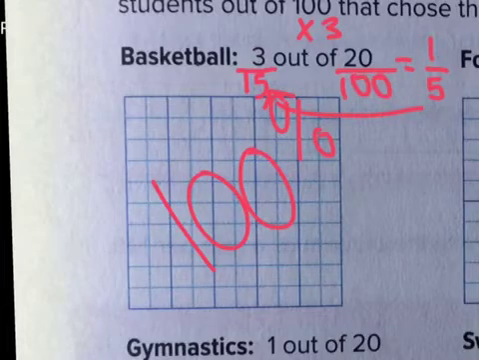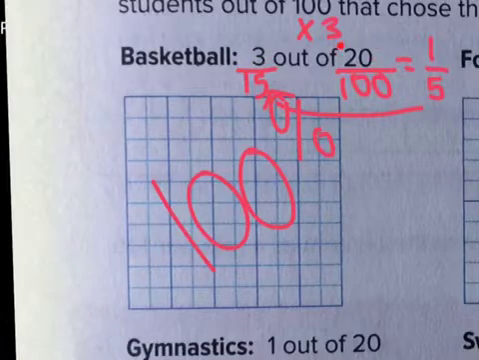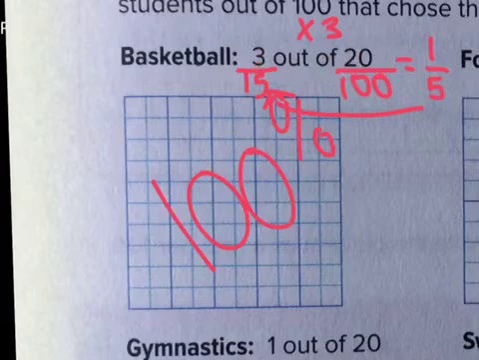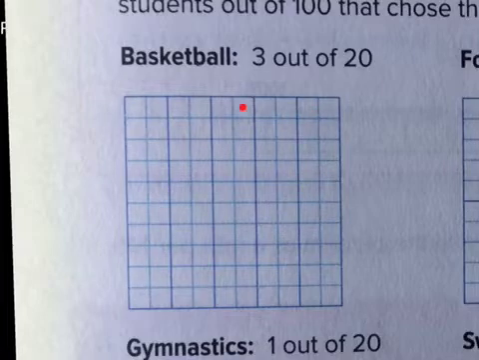Okay, so really, out of 100 squares, which you see right here, 15 squares need to be colored. It's the same thing as 3 out of 20. Okay, so we have 3 out of 20. It's kind of like a ratio, 15 out of 100. So now we know we have to color 15 squares out of the 100.